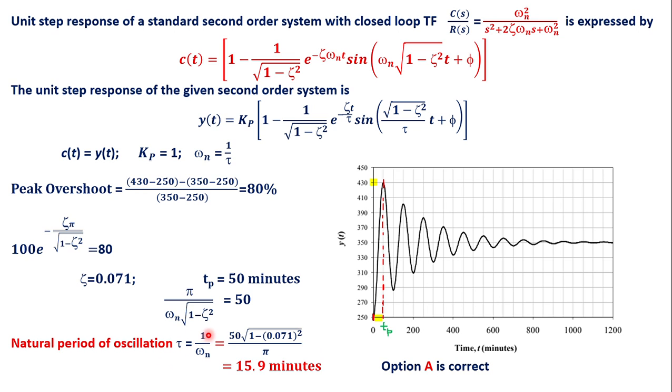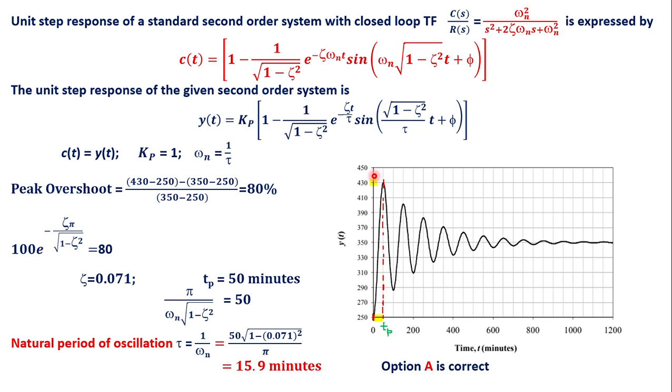tau is equal to 1 by omega n. So we need this 1 by omega n. But we don't know omega n straight away from this response because it is damped response. But from underdamped second order system response, we know time domain specifications. That idea we can use.